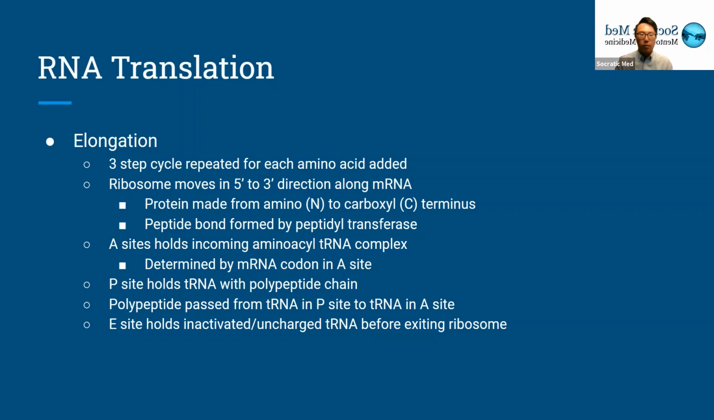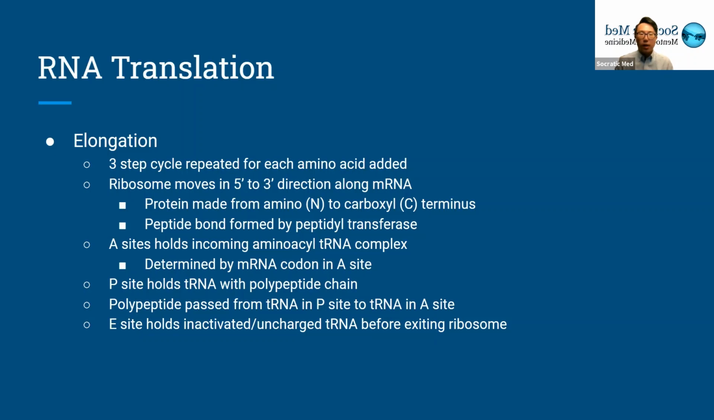polypeptide chain. Like I said before, there are 3 sites in a ribosome for the tRNA. The A site holds the incoming aminoacyl tRNA complex. So it holds the next amino acid that we add, and that's determined by the mRNA codon in the A site. If the tRNA has a matching anticodon to the mRNA codon in the A site, then the amino acid will be added to the polypeptide chain.